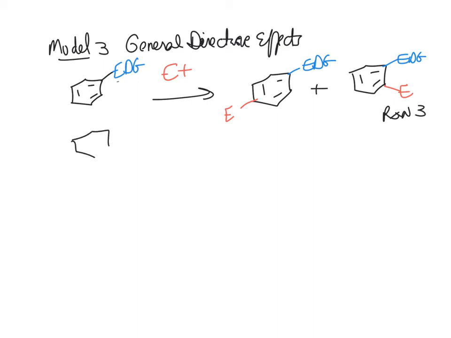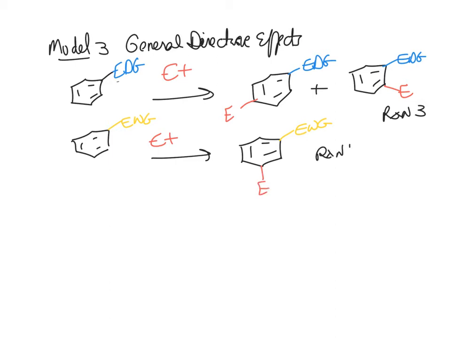And then we have another reaction where we have an electron withdrawing group. And when we add our strong electrophile, we see that this group adds in this position. And this is reaction 4. So now let's look at our problems.